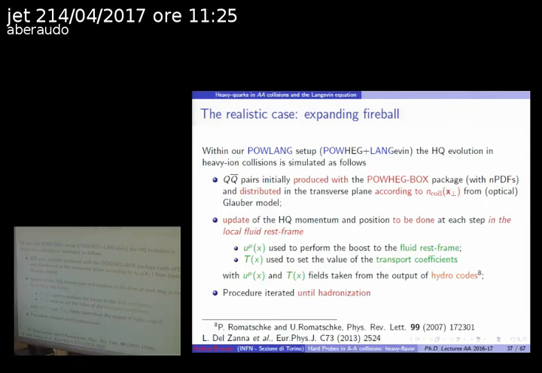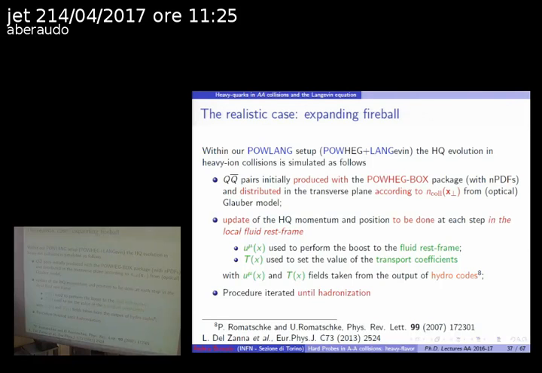Okay, welcome to this last part of this last lecture, in which we will see some phenomenological application of the formalism that we have developed in the first part, and I will just give you some feeling of the setup that you must put together to perform a realistic study.